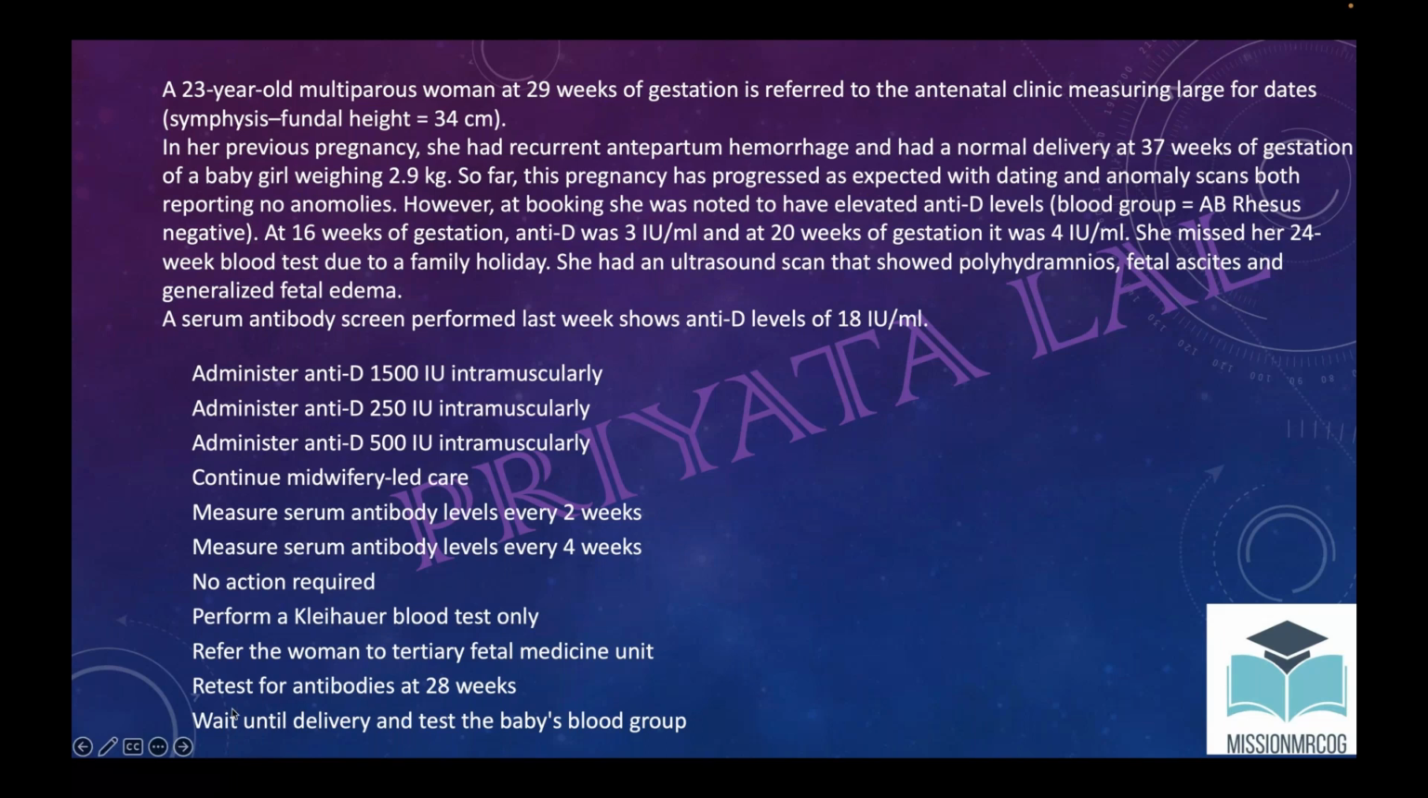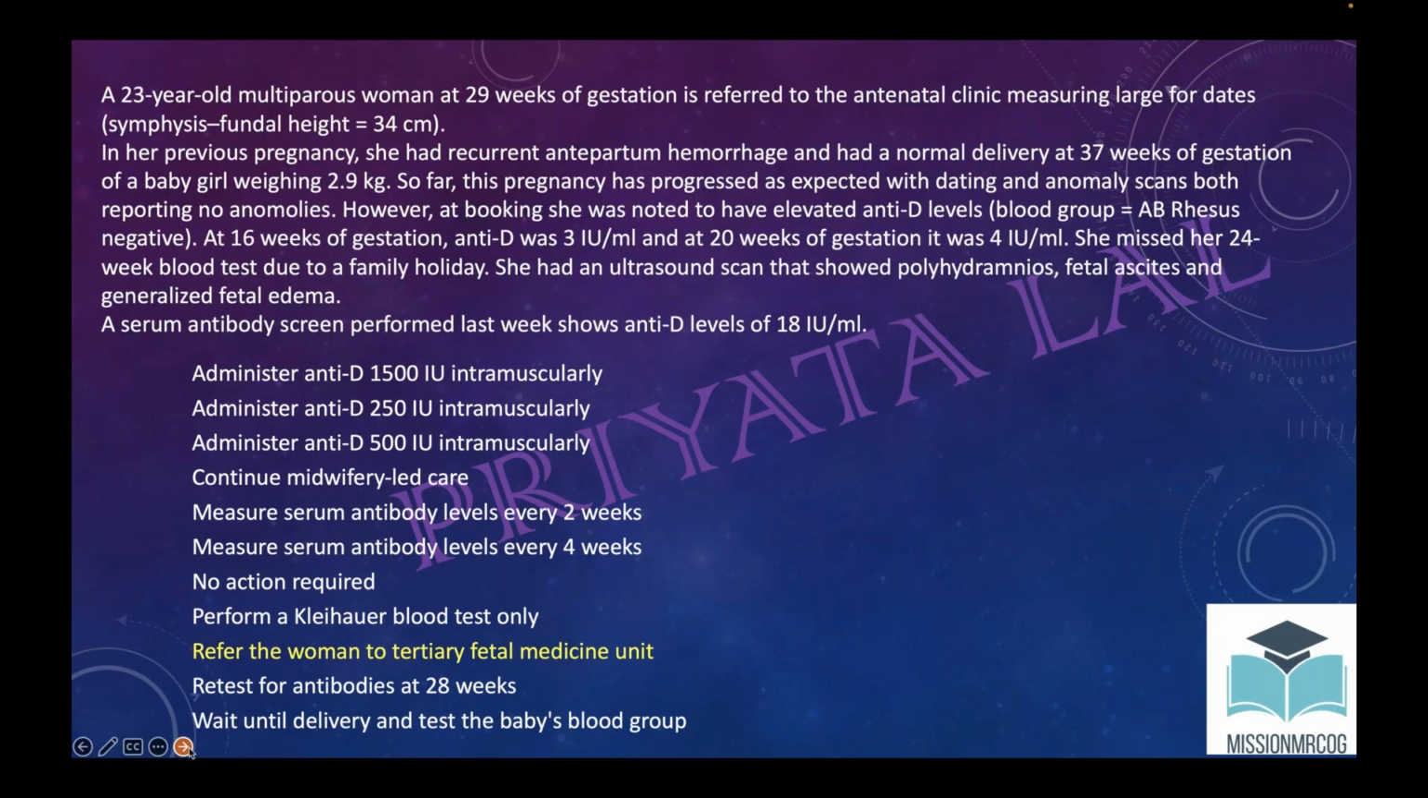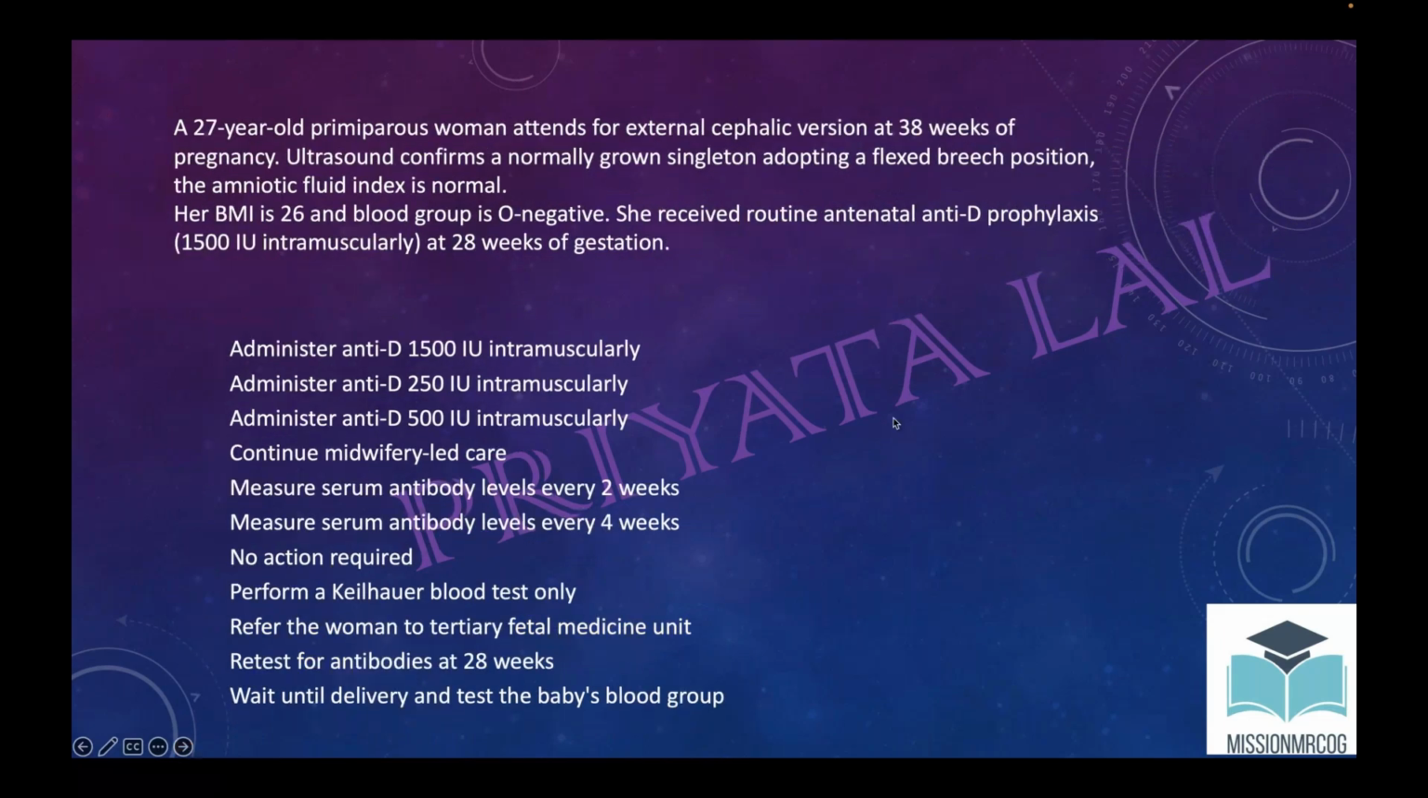Okay, so a 27-year-old woman for ECV at 38 weeks. Ultrasound confirmed a single baby, flexed breech, BMI is 26, blood group O negative. She received routine anti-D. What to be done at 38 weeks now? 500 international units IM anti-D. Yes, this is a sensitizing event, so give 500 international units.